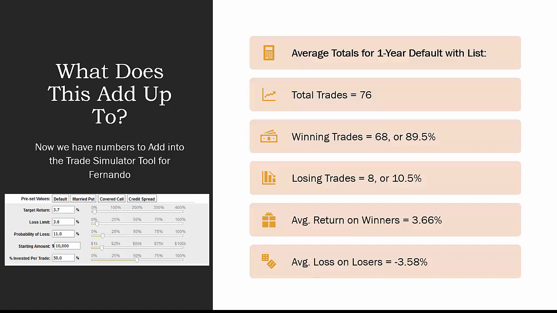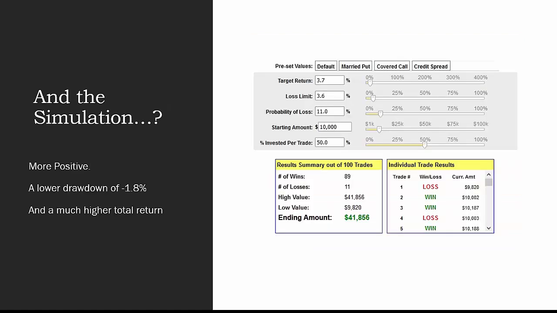We start off with the same $10,000, 50% of that invested into each trade. And again, to keep it simple, we didn't use the commissions. The simulation, more positive. The lower drawdown, the low value in this particular simulation only went down to 9,820, or a drawdown of 1.8%.